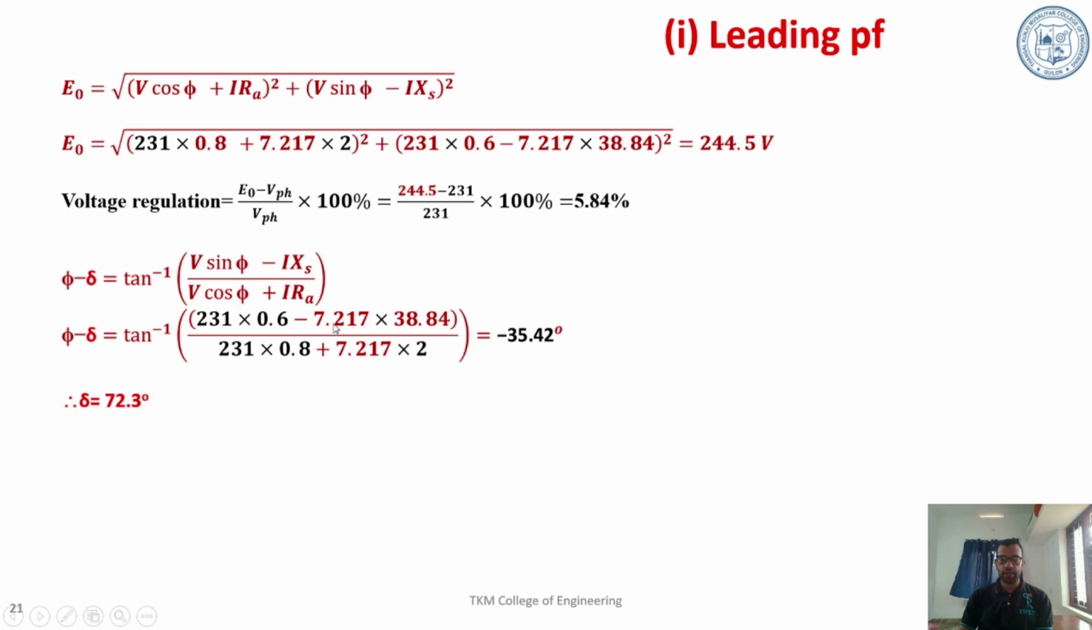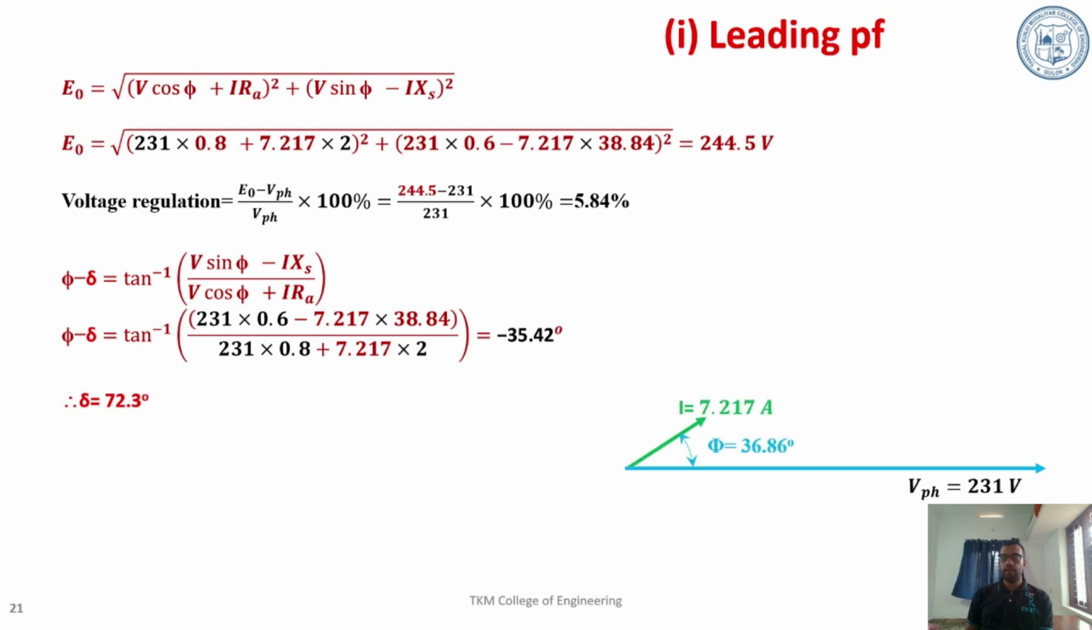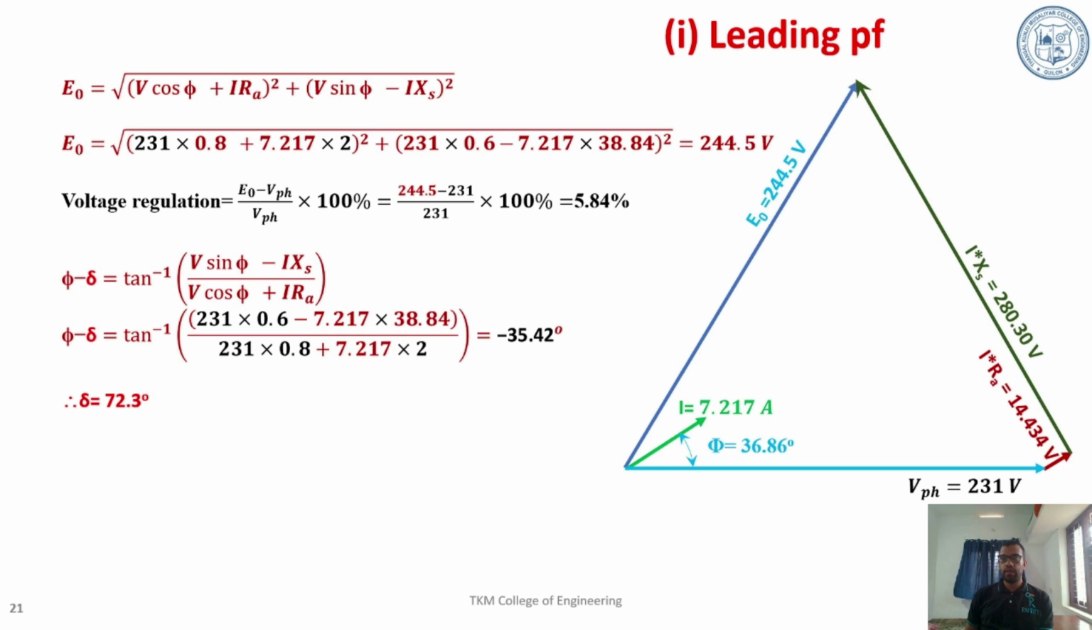Now let's see the phasor diagram. Voltage is taken as reference. Armature current I is leading voltage by a power factor angle 36.86 degree. I into RA phasor is drawn from the tip of V phasor, parallel to I, and I into XS drop is drawn from the tip of I into RA phasor, which is leading I by 90 degree. Joining, this is E0. Angle between E0 and V phasor is delta. Angle between I and E0 is phi minus delta, and it is obtained as minus 35.42 degree. Then delta is obtained as 72.3 degree.